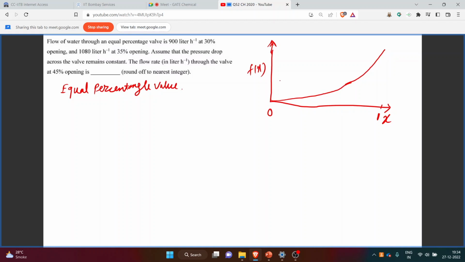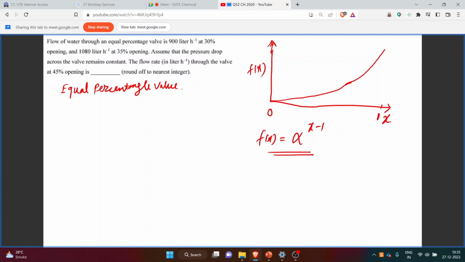And this flow characteristic, that is the relationship between f of x and x, we can write by this equation: f of x is equal to alpha raised to x minus 1, where alpha is a constant dependent on the flow. So we'll be using this correlation to find the flow rate at any given valve opening.